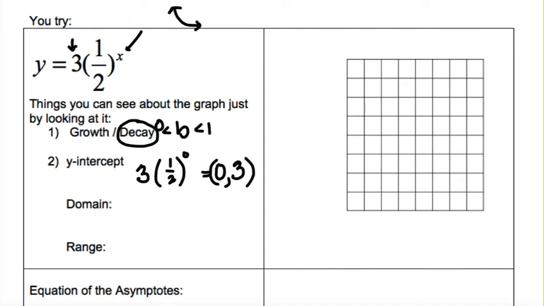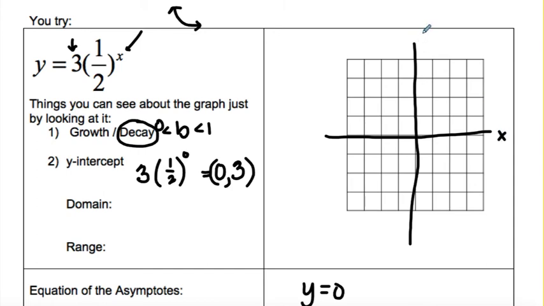Okay, the horizontal asymptote, the equation of the asymptote. This graph is not being shifted at all, so it will be y equals 0. Okay, I'm going to go ahead and draw in my axis right there. I didn't do it on the last one, so I'm going to label x and y. I'm going to put in my horizontal asymptote of y equals 0. I'm going to plot that y-intercept.